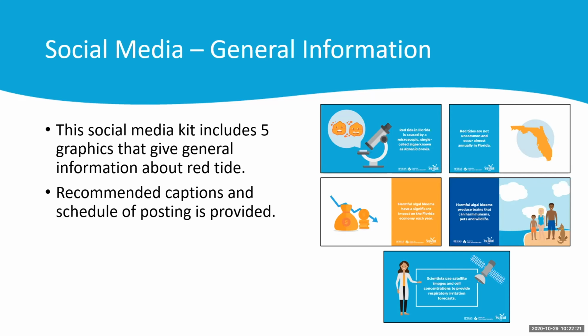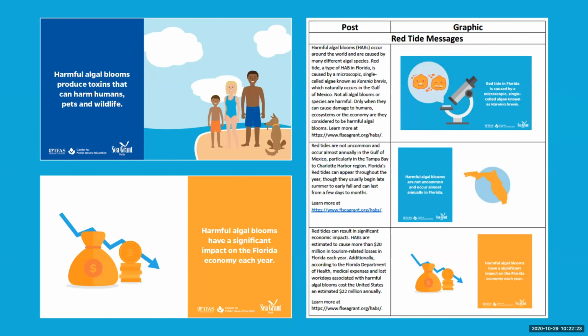And we also provide not only the infographics that individuals can use in their own social medias, in their counties or in their agencies, but also how to use these social media posts. So it's not just the graphic, but we also include a social media plan about how you might want to use this. And then on the right side of your screen there, under where it says post, all you would need to do is to copy and paste that content into your own posts in social media, and you would have something that would be ready to go about, in this case, general information about red tide.